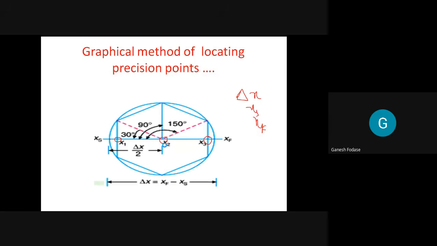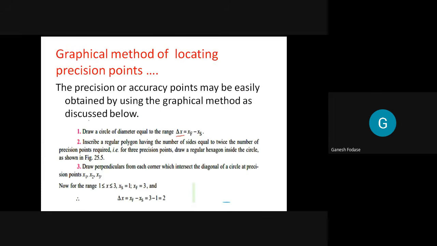What to do here? First step, we need to find out range. And with that range, let's say delta x is equal to xf minus xs. With that range, we have to draw a circle. So draw a circle of diameter equal to delta x, first step. Then after drawing that circle, if there are n number of precision points, let's say suppose there are 3 precision points, then we have to inscribe a regular polygon having number of sides equal to twice the number of precision points. So we need to fit a polygon inside that circle, and the number of sides of that polygon is equal to twice n. So if n is equal to 3, then I can draw a hexagon.